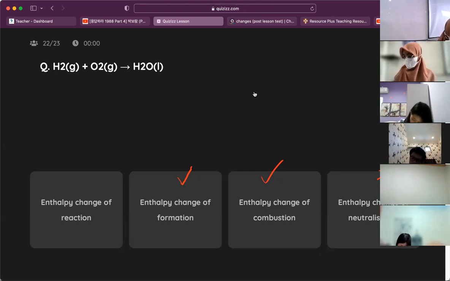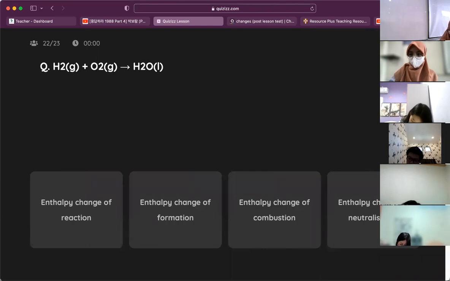And if you answer this one, it is also correct, but since you are in JC1, I expect that you will never answer this one when you find this. Okay, so enthalpy change of reaction is also correct, but this one is just the general term of enthalpy change when you cannot classify. If you can classify, specify what type of enthalpy change it is, so please classify. But once you cannot classify, then it's okay to answer enthalpy change of reaction. Okay.